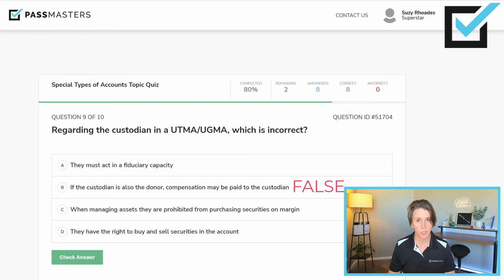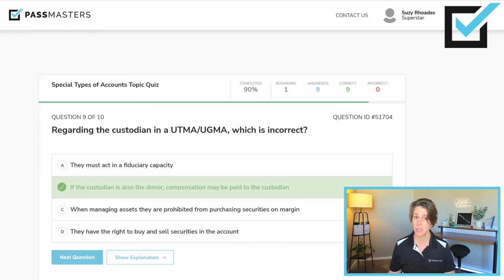Let's check the other 2, make sure that they're true. When managing assets, they are prohibited from purchasing securities on margin. True, that would be too risky. They have the right to buy and sell securities in the account. The custodian does. That is true. So the false statement. So if the custodian is someone other than the donor, compensation may be paid would be true. But the way this is written is false, right? Because it's wrong.